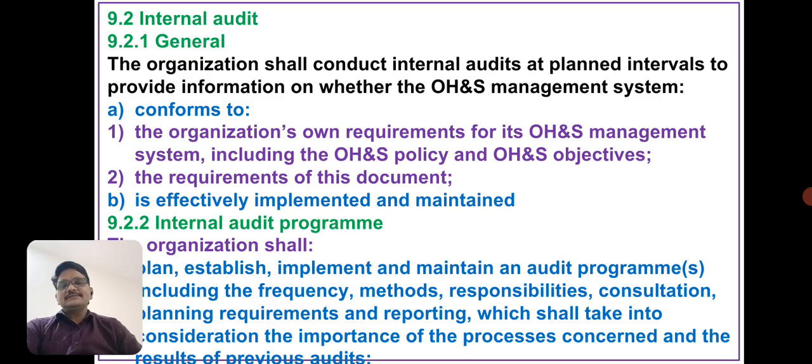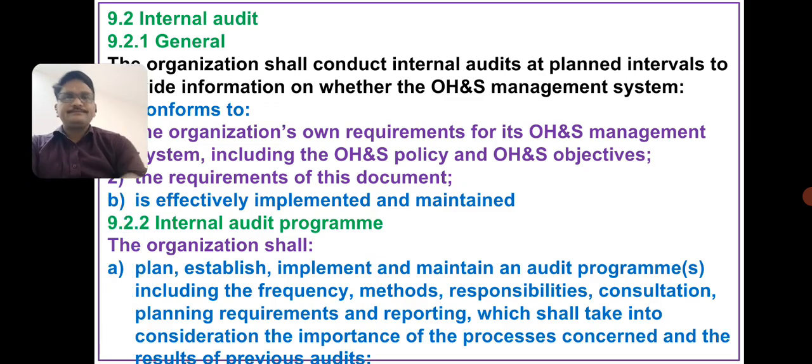Second is effectively OHS management system is effectively implemented and maintained. Next subclass is internal audit program. For this, organization shall plan, establish, implement and maintain an audit program including the frequency, method, responsibility, consultation and considering the importance of process concerning and results of previous audits.